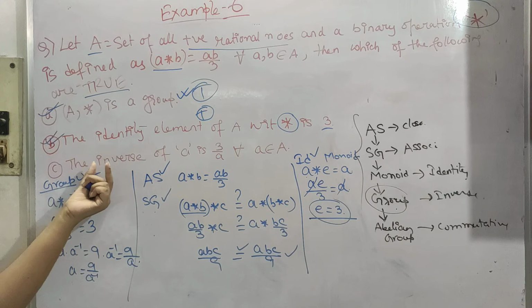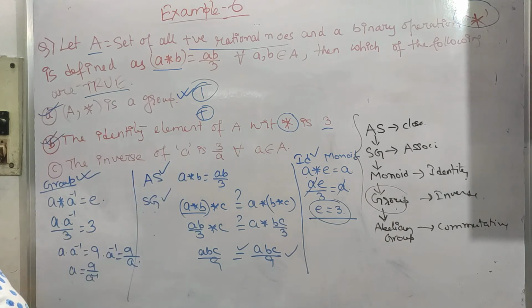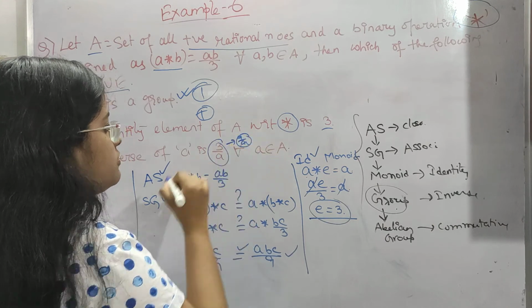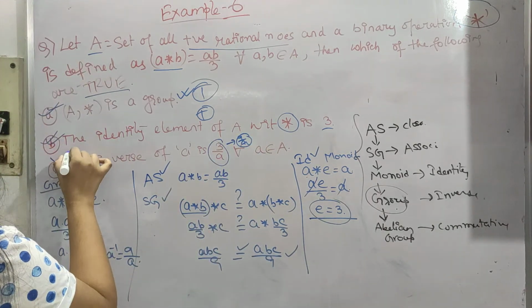Now next, the inverse of A is 3 by A, but this is not true. The inverse of A is 9 by A. It is given as 3 by A, but we have just found that it is actually 9 by A. So this is false.